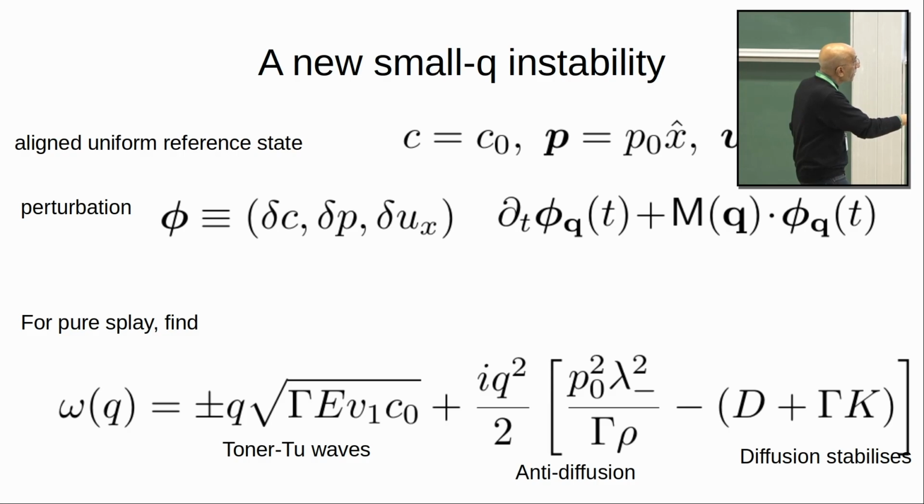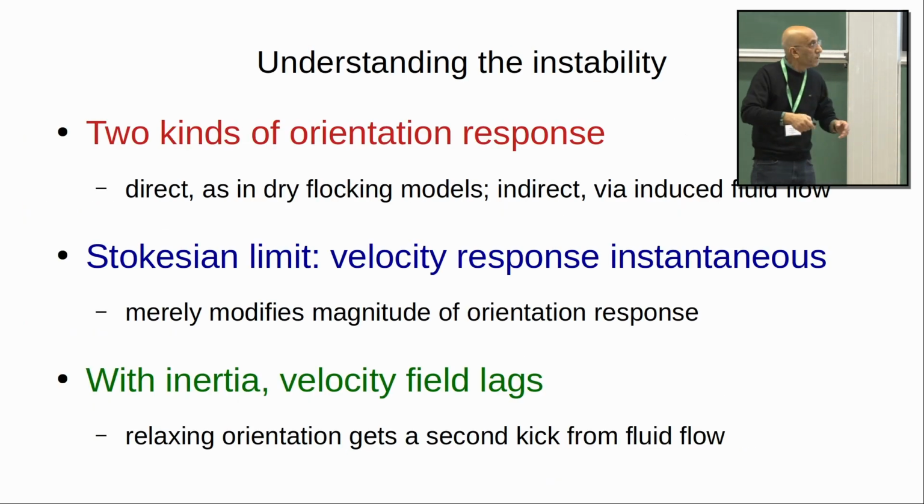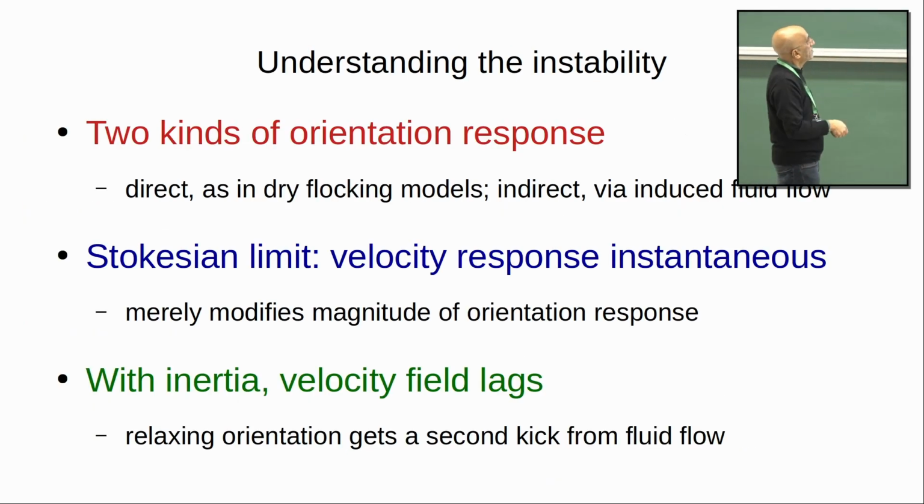So you have what looks like a viscous term, because it's really basically mu over rho times polarization and times the flow coupling, with the wrong sign. So something looking like a viscosity is ending up destabilizing flock. So here's your anti-diffusion. The physical picture really is, and I can only say it in words, I don't have a good cartoon. You have two kinds of orientation response. Direct, as in dry flocking models, and indirect through fluid flow.